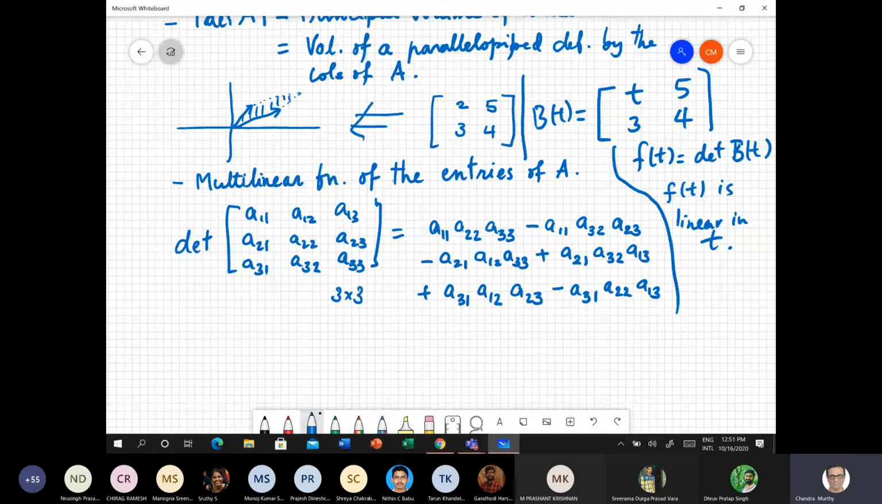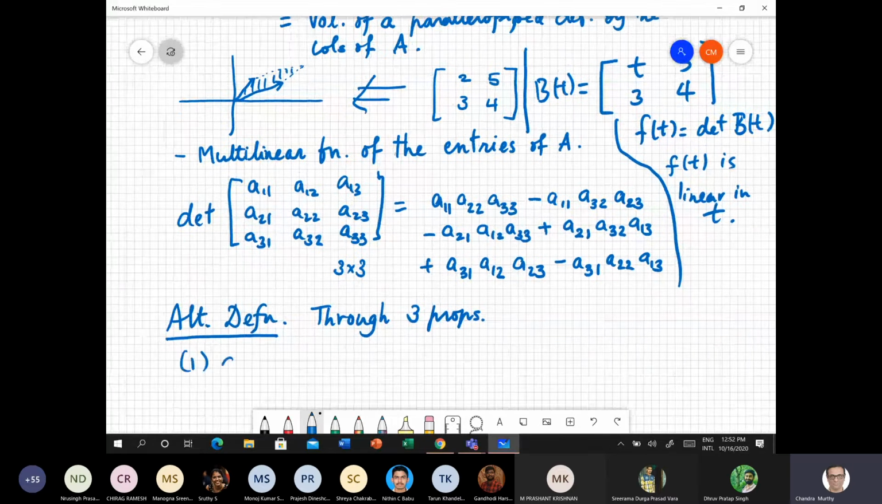Okay, this is for this figure here. Now there is an alternative definition which is sometimes useful by itself. It is through three properties. The first is that the determinant of the identity matrix is always equal to 1, no matter what the size of the identity matrix is. Second, the determinant changes sign when two rows are exchanged.